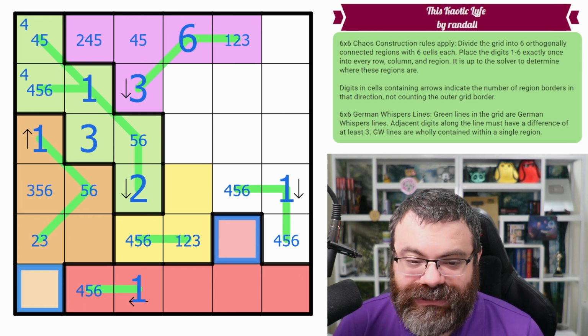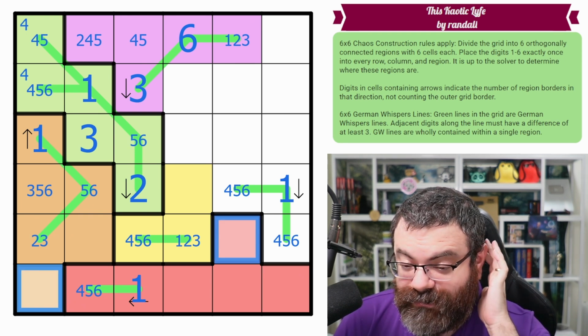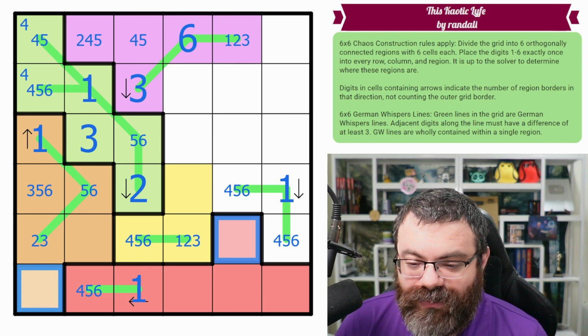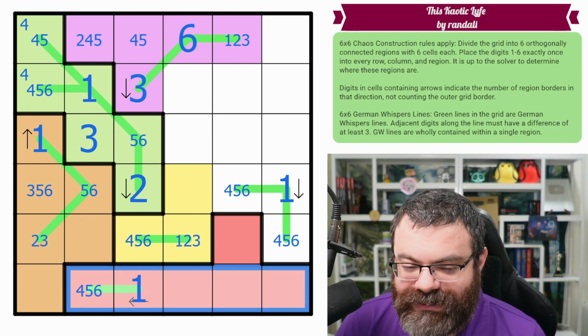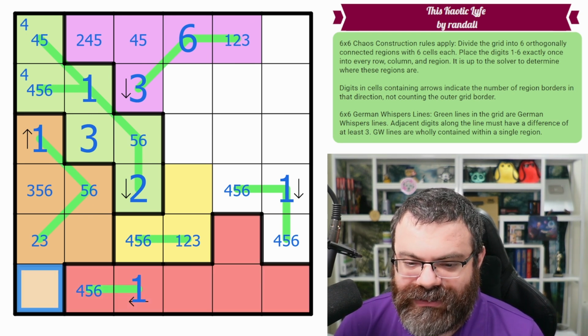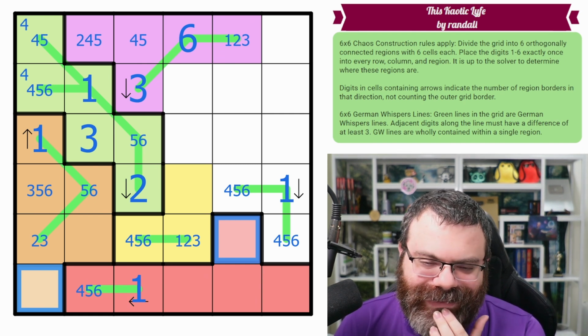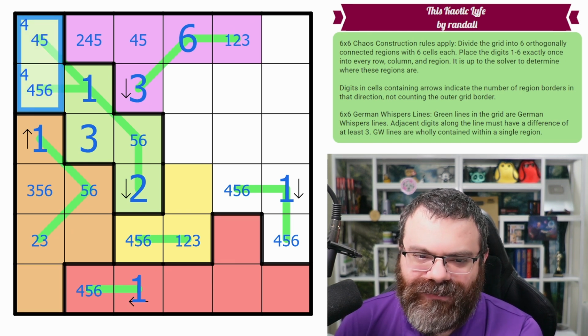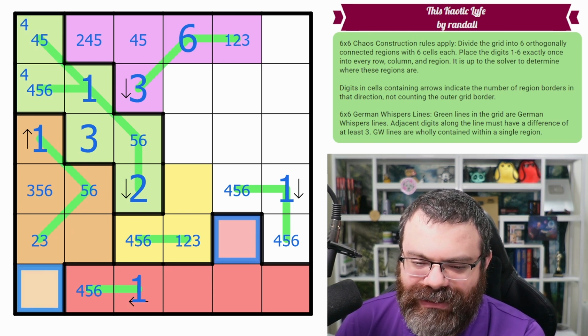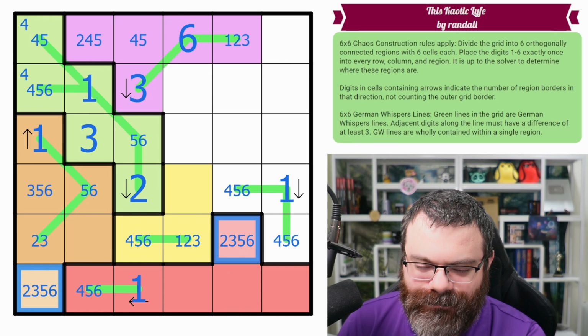This digit and this digit are the same by region logic, because whatever this digit is can't repeat in any of these cells, but it has to go in the row somewhere, so it ends up here. So these are the same digit. Now, it looks like they'd be anything but 1, unfortunately. It can't be 4 either, because these 4s point down. So let's just mark this then as 2, 3, 5, 6.